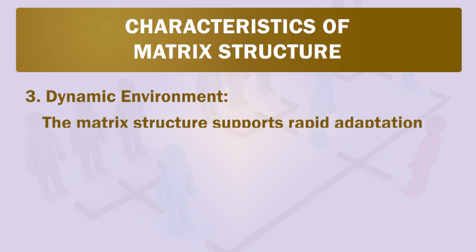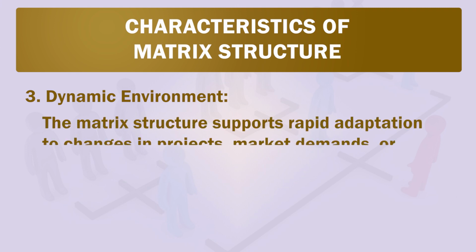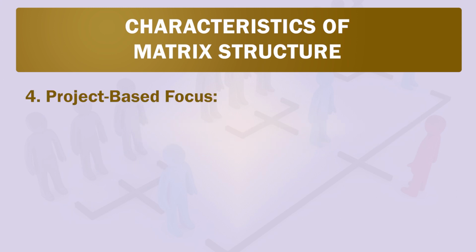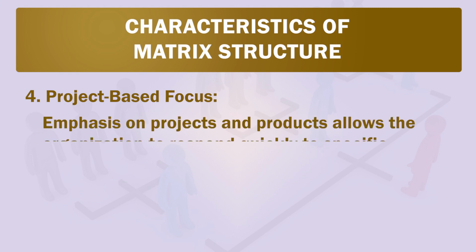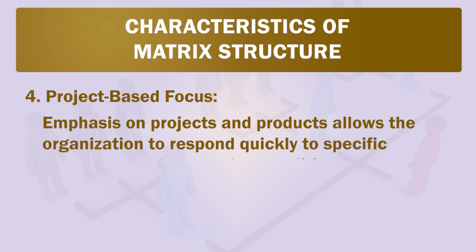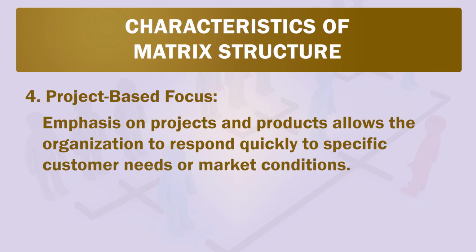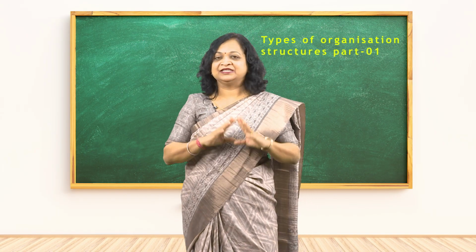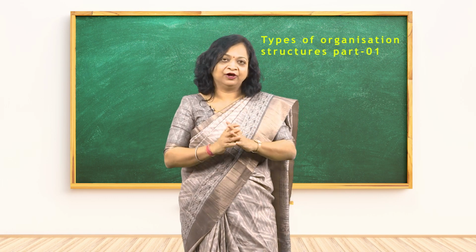Third is a dynamic environment. So, the matrix structure supports rapid adaptation, okay, to changes in projects, market demands or resource needs. Okay. Fourth is a project-based focus. So, it emphasizes products and projects, allowing the organization to respond quickly to specific customer needs or market conditions. Okay. So, this is the matrix structure, which has two lines of authority.